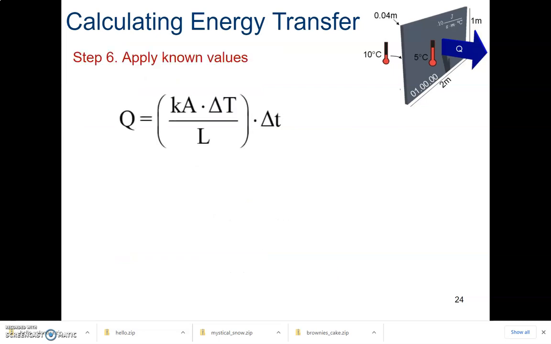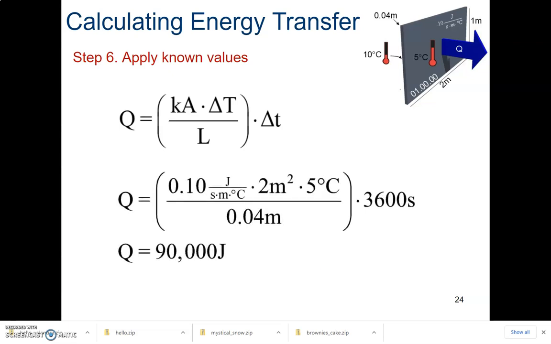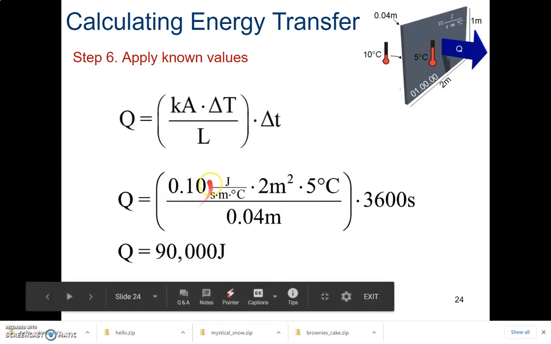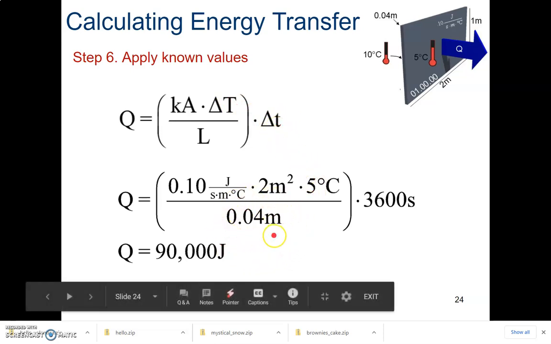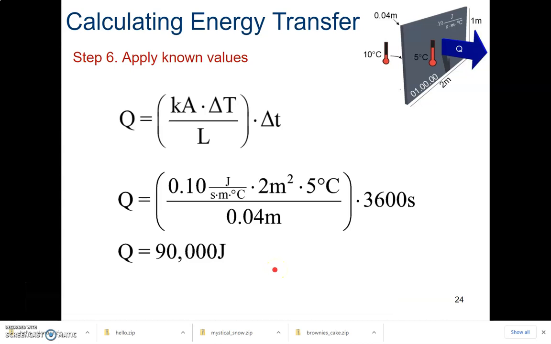So I'm taking that formula that we just made by combining, and I'm going to substitute the values that I know in there. K is my thermal conductivity. That's my area. That's my change in temperature. Make sure you don't mix those two up, all right? The big T is temperature, the small t is time. Divided by my thickness, and multiply all that by my time, and I come up with 90,000 joules of energy transfer. That's my energy transfer during the 1 hour of time.